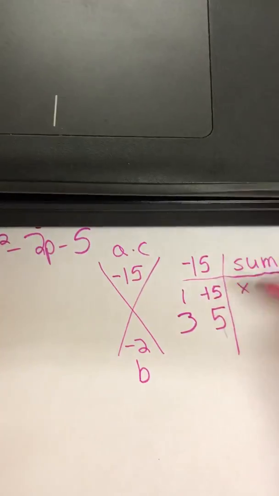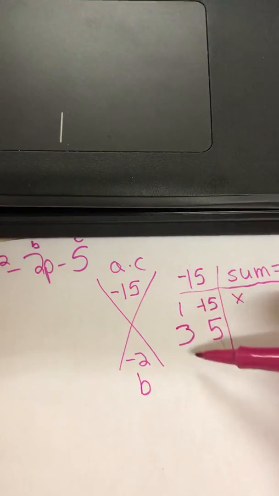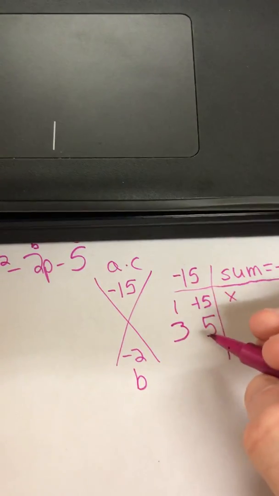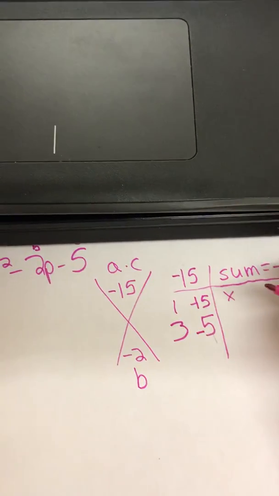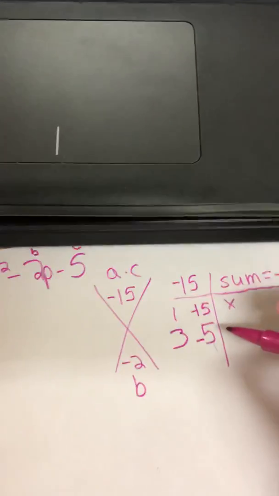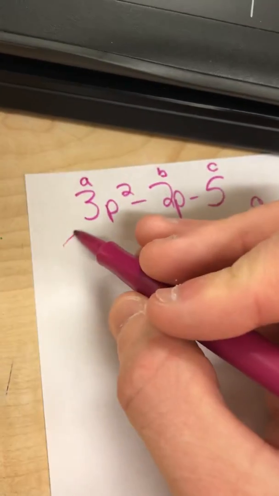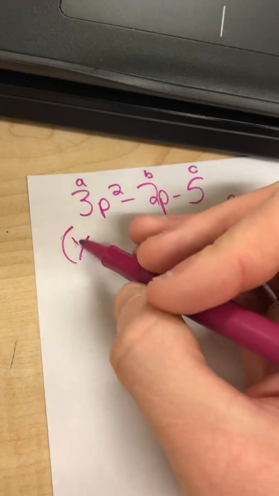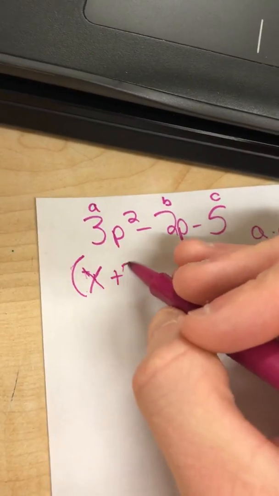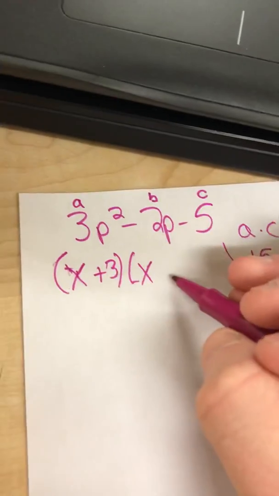And now, what you need to think about is which one of these numbers, 3 or 5, has to be negative to get a negative 2 when we add them. If we think about it, the only number that can be negative is the negative 5, because 3 plus negative 5 would give us negative 2. So now we can write it in our factored form. So x plus 3 because it's positive, and x minus 5 because it is a negative.